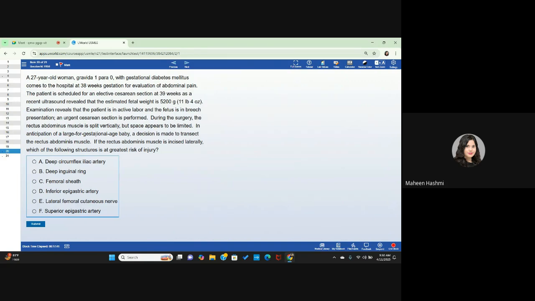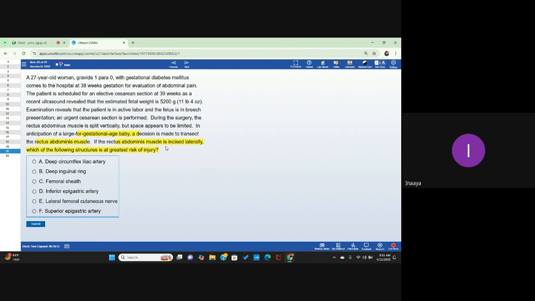All right, second last question. In anticipation of a large for gestational age baby, a decision is made to transect the rectus abdominis muscle. If the rectus abdominis muscle is incised laterally, which of the following structures is at greatest risk of injury? Come on, guys. Very anatomy related question. Inferior epigastric artery? Yes, inferior epigastric artery.